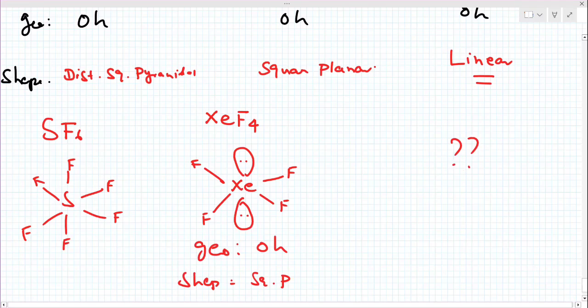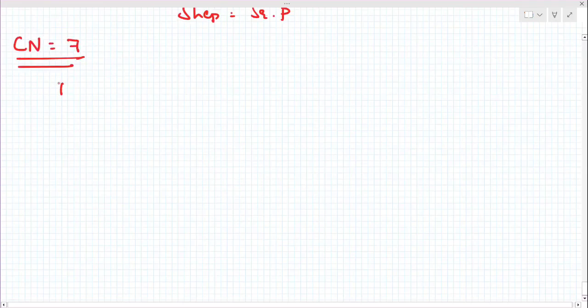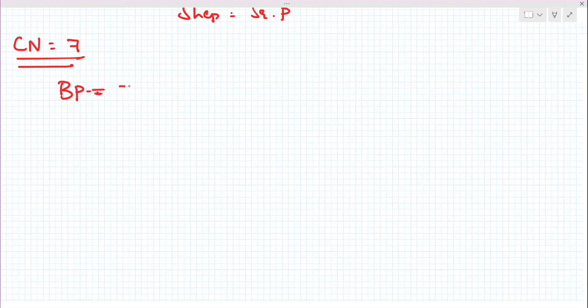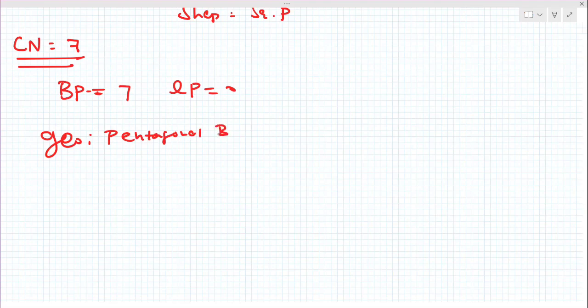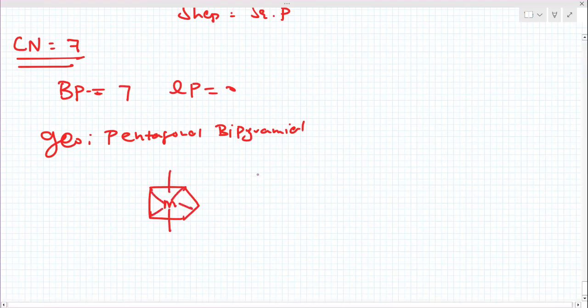Now go with coordination number 7. This is very important. This is very simple. Bond pair is 7, lone pair is equal to 0. What is the geometry? Pentagonal bipyramidal. Simple, like a pentagon, right? This is a pentagon with bipyramidal around the central atom: 1, 2, 3, 4, 5, 6, 7.